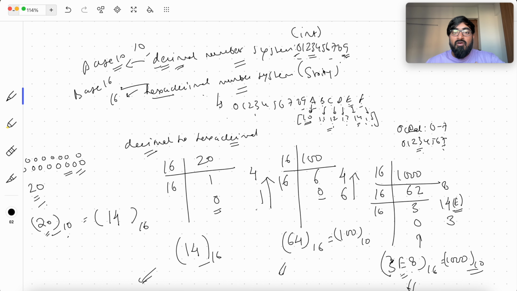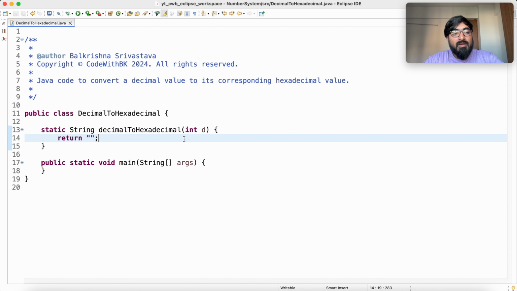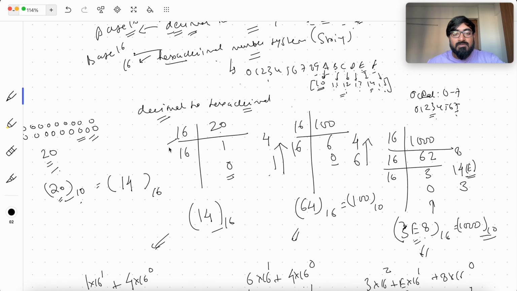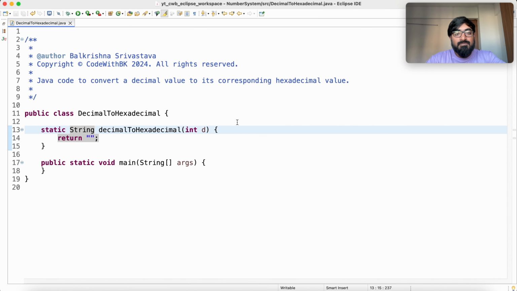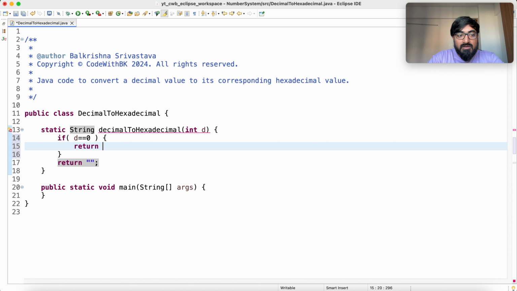Okay, so we will write a function that takes the integer, which is the decimal value, and returns a string which is going to be the corresponding hexadecimal value, and we do the same process. We handle the case of 0 separately because 0 in base 10 is 0 in base 16. Let me do this first. If d equal to 0, return 0 as a string.